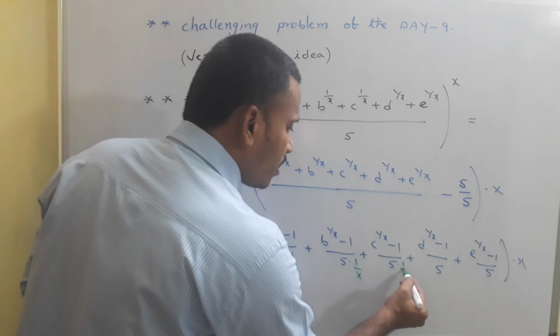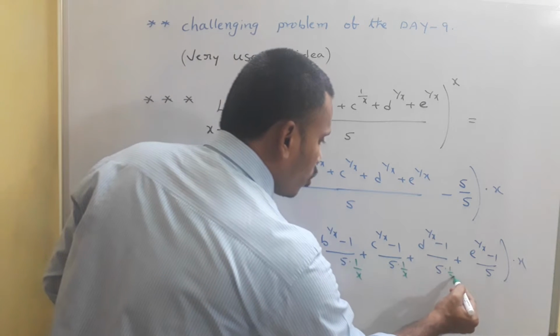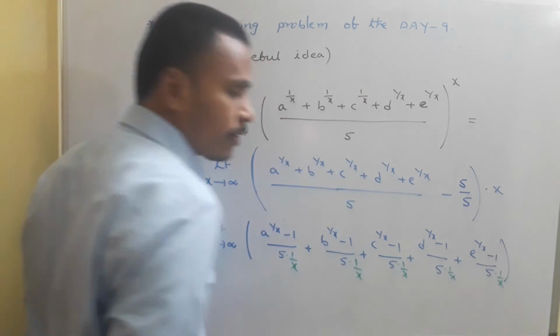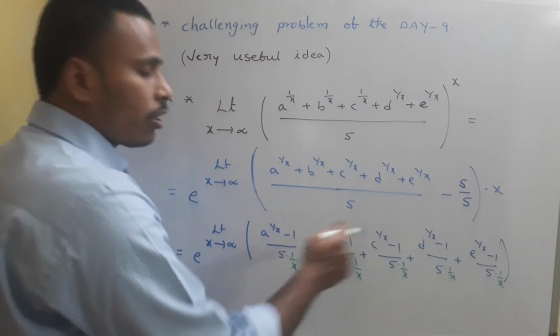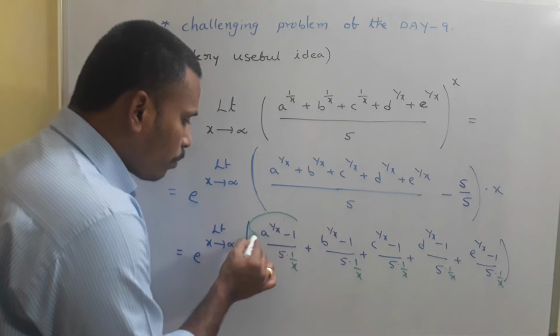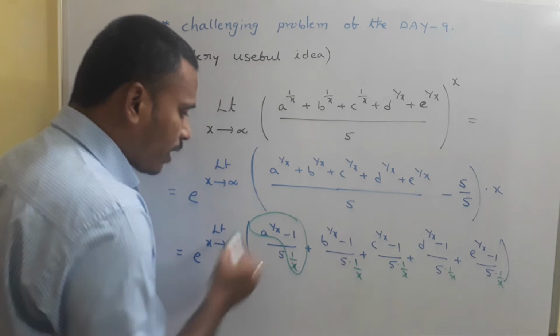And again this is into 1 by x, this is into 1 by x, this is into 1 by x. Now just remove this x. Distribute this x for all the terms and write it like 1 by x. Now when you look at this, e power 1 by x minus 1 by x.